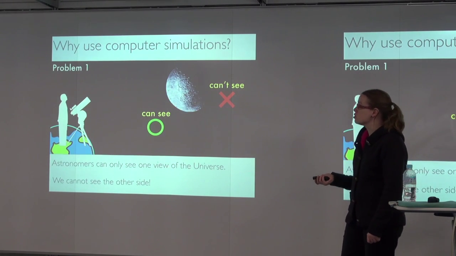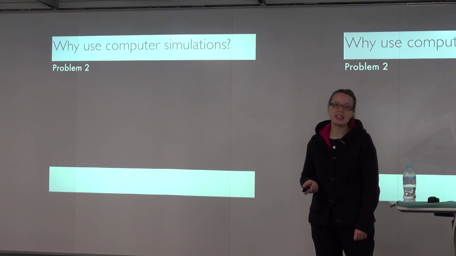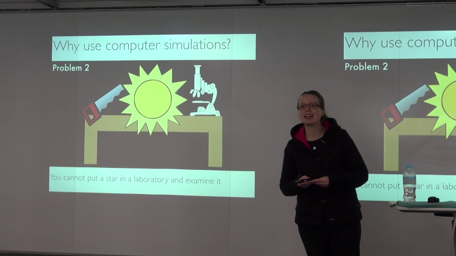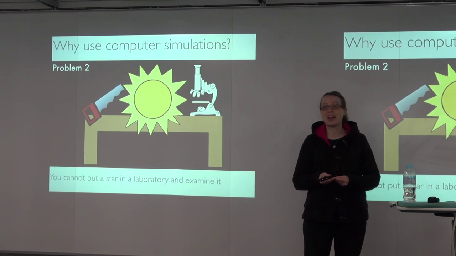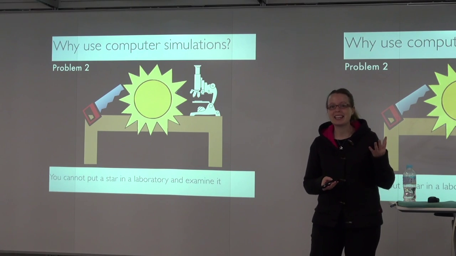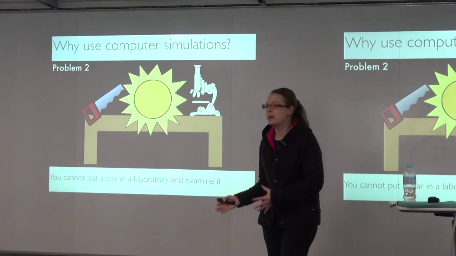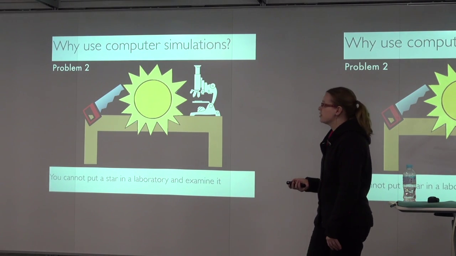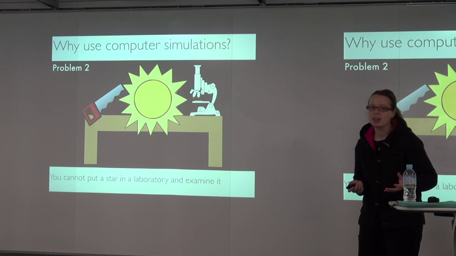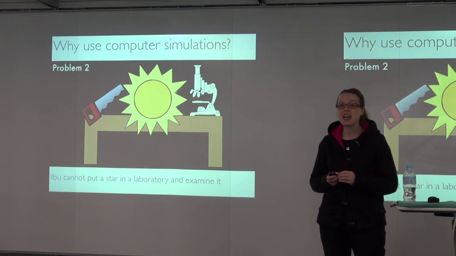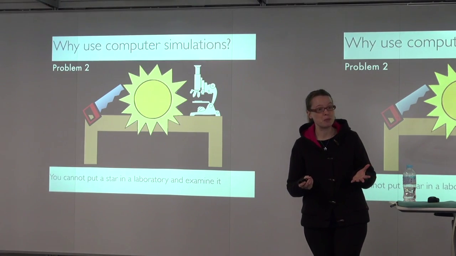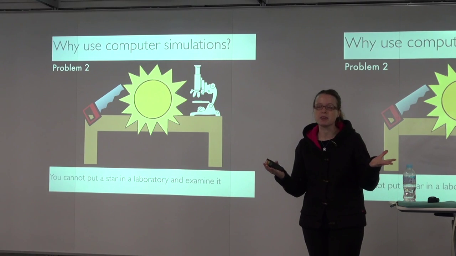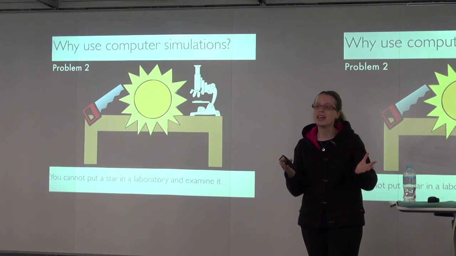So problem number two, which is also very particular to astronomy, is you cannot put a star in a laboratory and examine it. So things that we're interested in, stars, planets, and galaxies, are a bit too big to just pick up, put on the table, and cut in half. So we have to take a guess about what's inside them. And this is where computer models really come into their own. Because through a computer model, we can turn things around, we can cut them open, we can make estimates of what they're like in areas we cannot see.